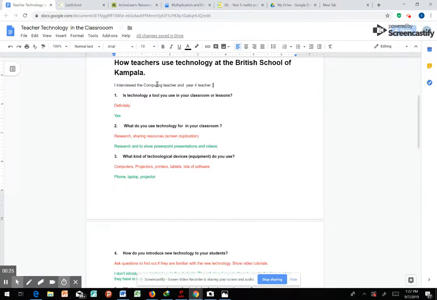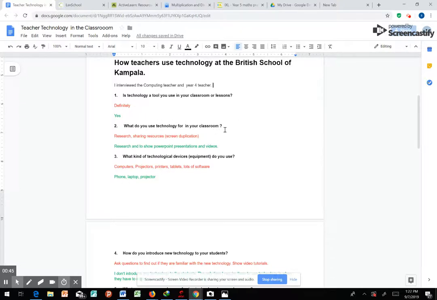I interviewed 2 teachers at the British School of Kampala. The computing teacher, his responses are in red, and the year 4 teacher, her responses are green. So first off, the first question: is technology a tool you use in your classroom or lessons? And they both agreed that yes, they use technology.